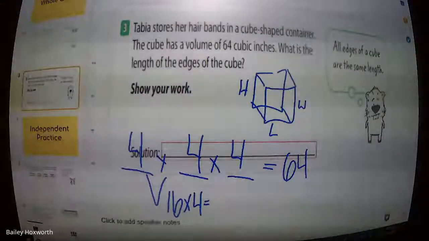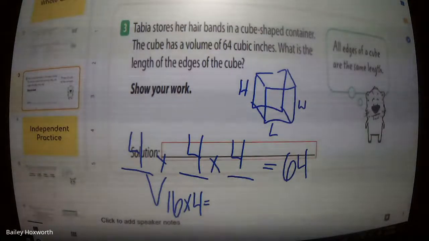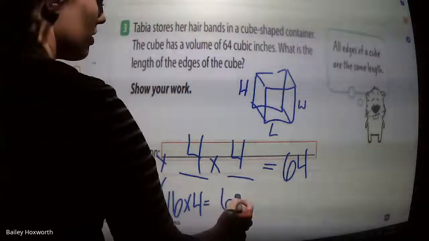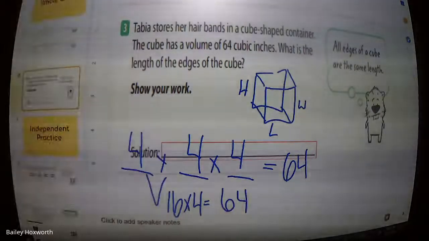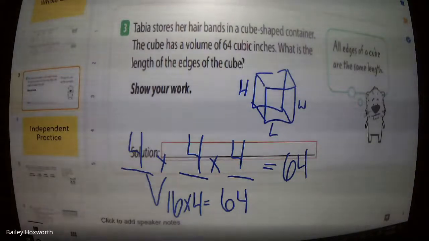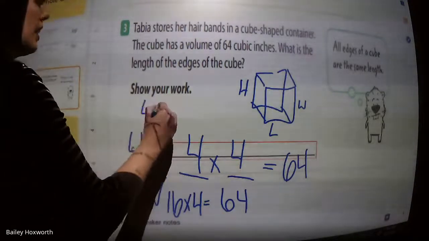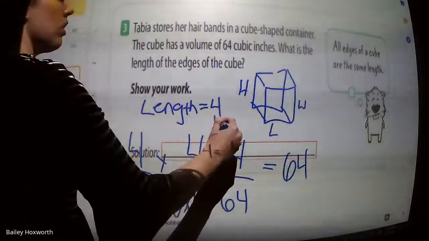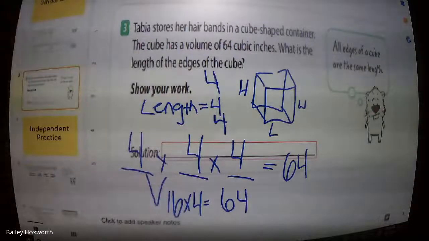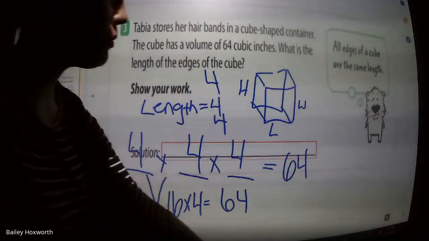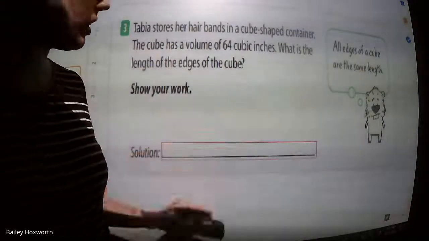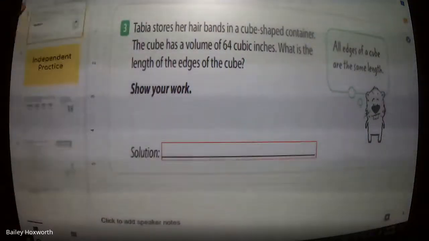16 times 4. 6 times 4 is 24. Carry my 2. Oh, I got 64 as my answer. So that means her cube has a length of 4, a height of 4, and a width of 4. That's pretty cool. That was pretty easy. All right, so now we're moving on to the independent practice.